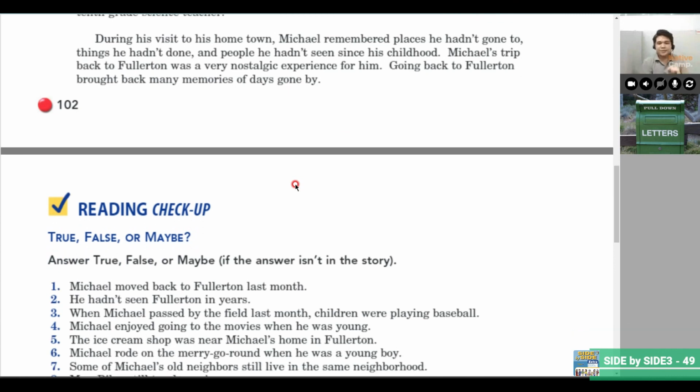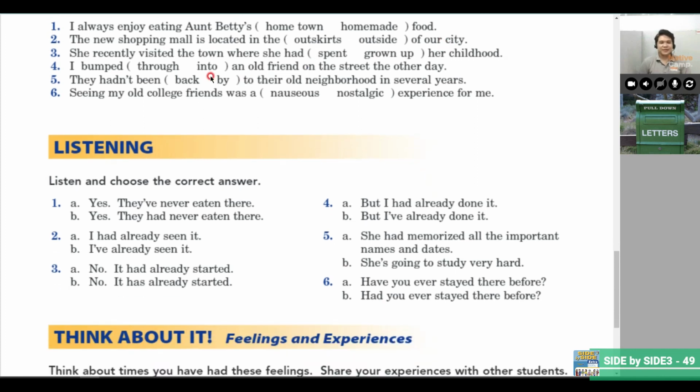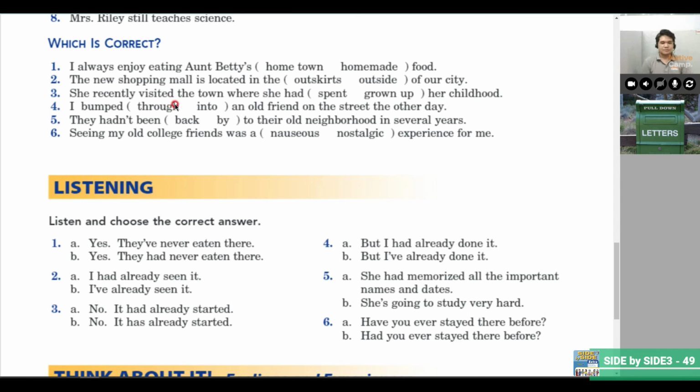All right, let's move on to the next activity, which is correct. Please read the sentence and tell me the correct word out of the two choices. I always enjoy eating Aunt Betty's homemade food. Correct. Number two. The new shopping mall is located in the outskirts of our city. Correct. Good. Number three. She recently visited the town where she had spent her childhood. Correct.